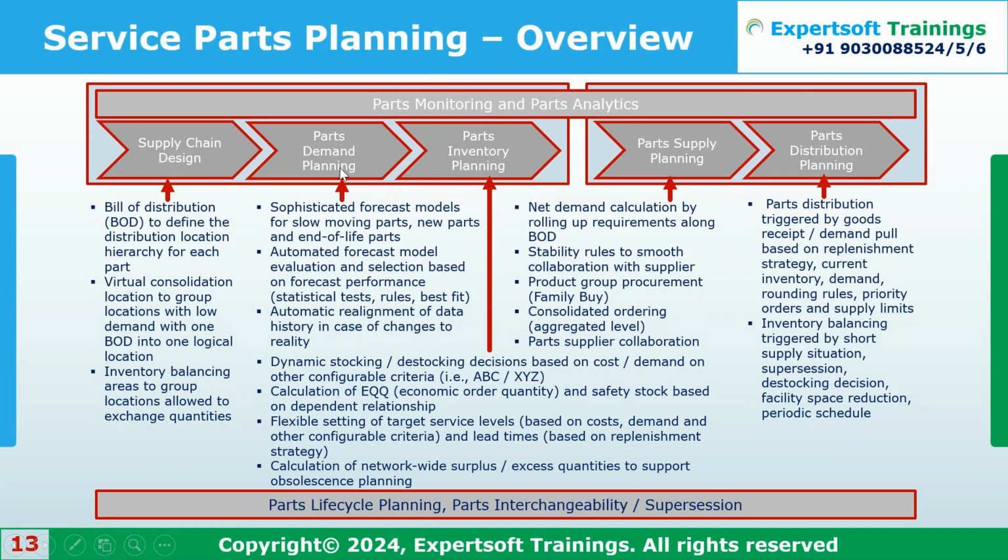Next, parts demand planning: sophisticated forecast models for slow-moving and new parts. We have automated forecast model evaluation to catch any wrong calculation, or a forecast output that is not coming out correctly. With the best fit, it will evaluate and check the results. Once we see that the output seems to be correct, it will generate and send the forecast to the downstream.